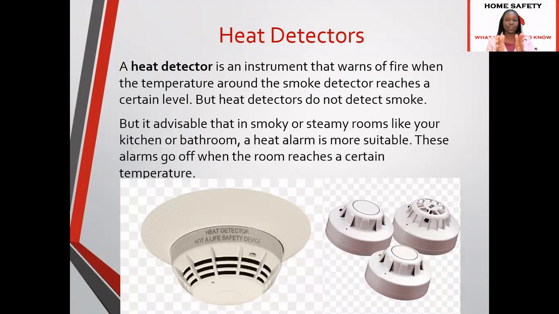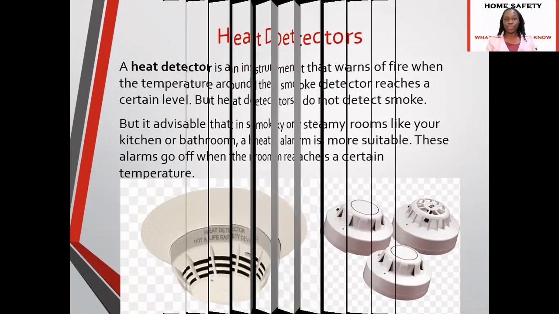Also, it is important for us to know that in rooms where we always do smoky things, like the kitchen where we cook, or the washroom that is always cloudy or steamy, it is advisable we use a heat detector instead of a smoke detector, because a smoke detector will be triggering falsely because of the activities going on in that room. But when we use the heat detector in an area like the kitchen, it only detects the increase in heat, and then we're able to identify whenever there is an event or a fire occurrence.